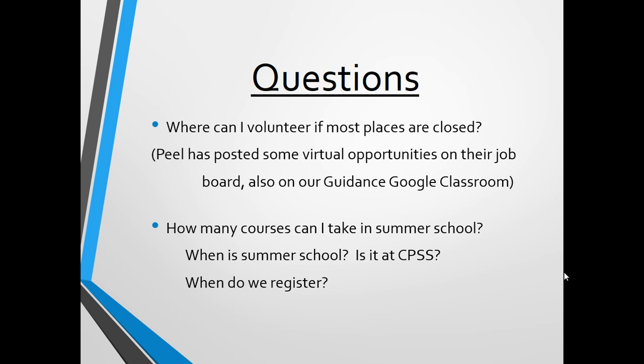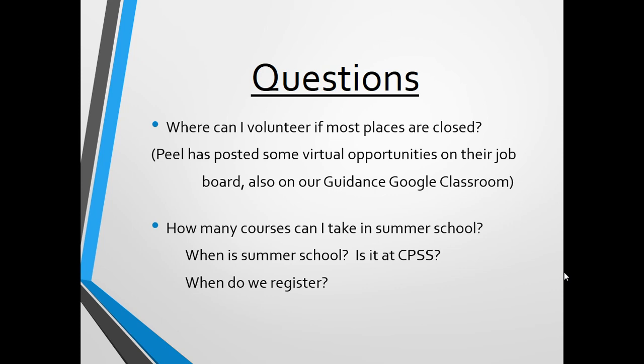So summer school runs the month of July, and last year it was a virtual option and could very well be another virtual option this year. It has not traditionally been at Central Peel, occasionally, but generally, if it is being held in schools, Central Peel is not one of the central locations. And you will have the opportunity to register for summer school at the end of February or beginning of March. So put it in your calendar for the beginning of March.